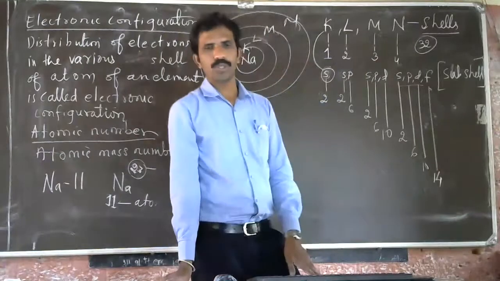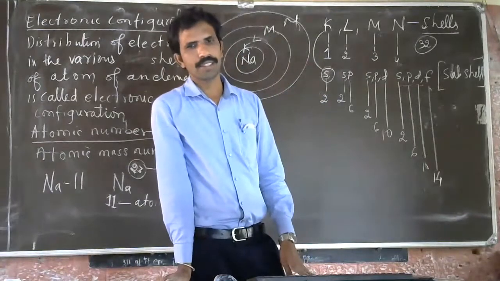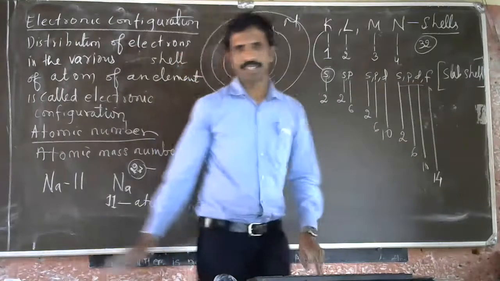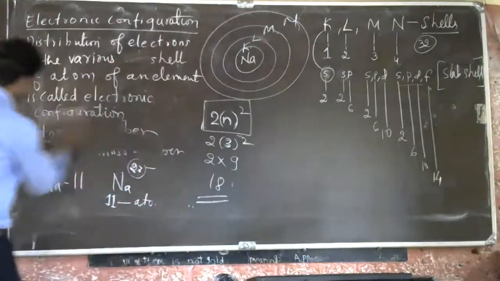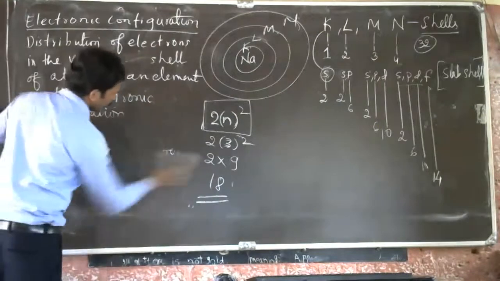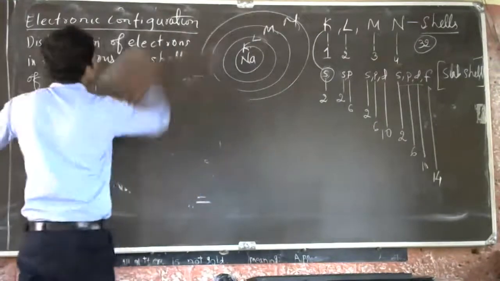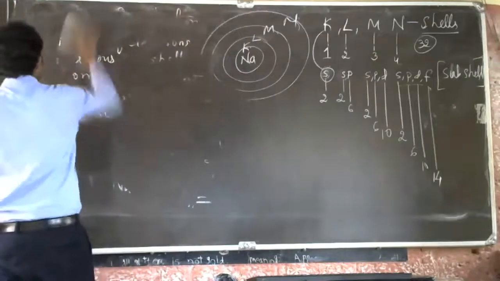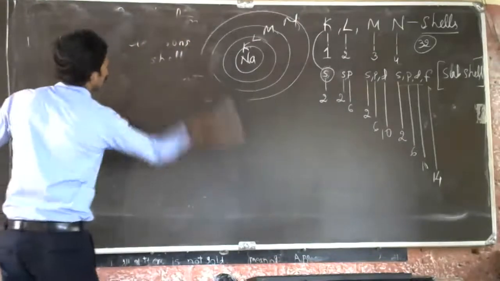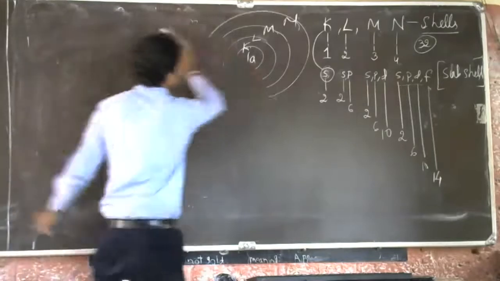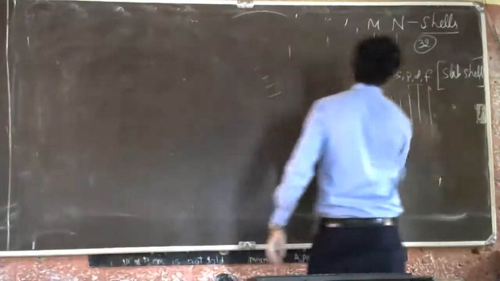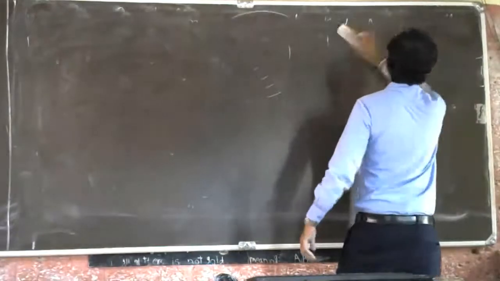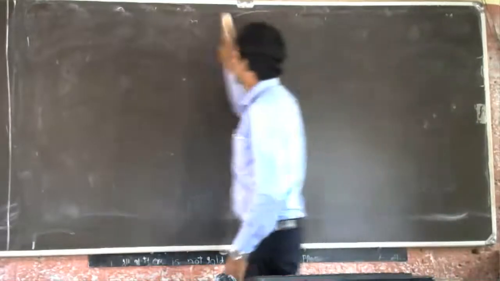So already you know the electronic configuration to write. So we'll do some recapitulation of that. Recapitulation: electronic configuration.